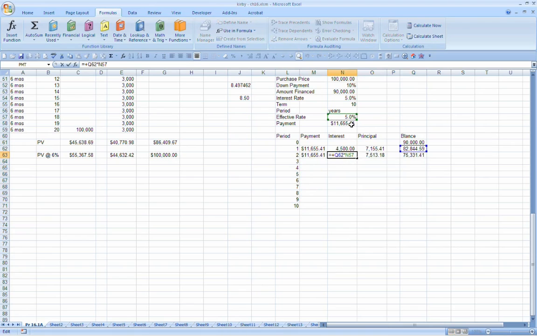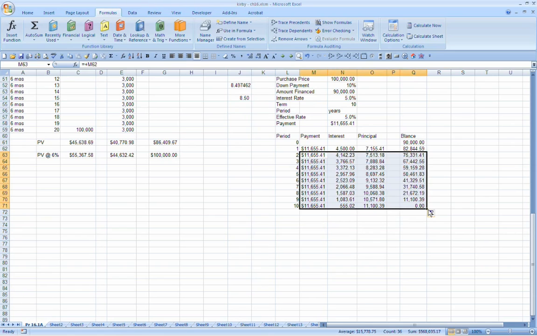Notice that I'm referring to N57 up here, and I didn't lock my cell reference. I need to hit F4 and fix it so that my interest rate refers to that. Because what happened on the next line down, I took my balance times 11,655 and I blew the whole thing up. So that should fix that. Now if I copy this down, I should get to 0. Hey, look, it works.